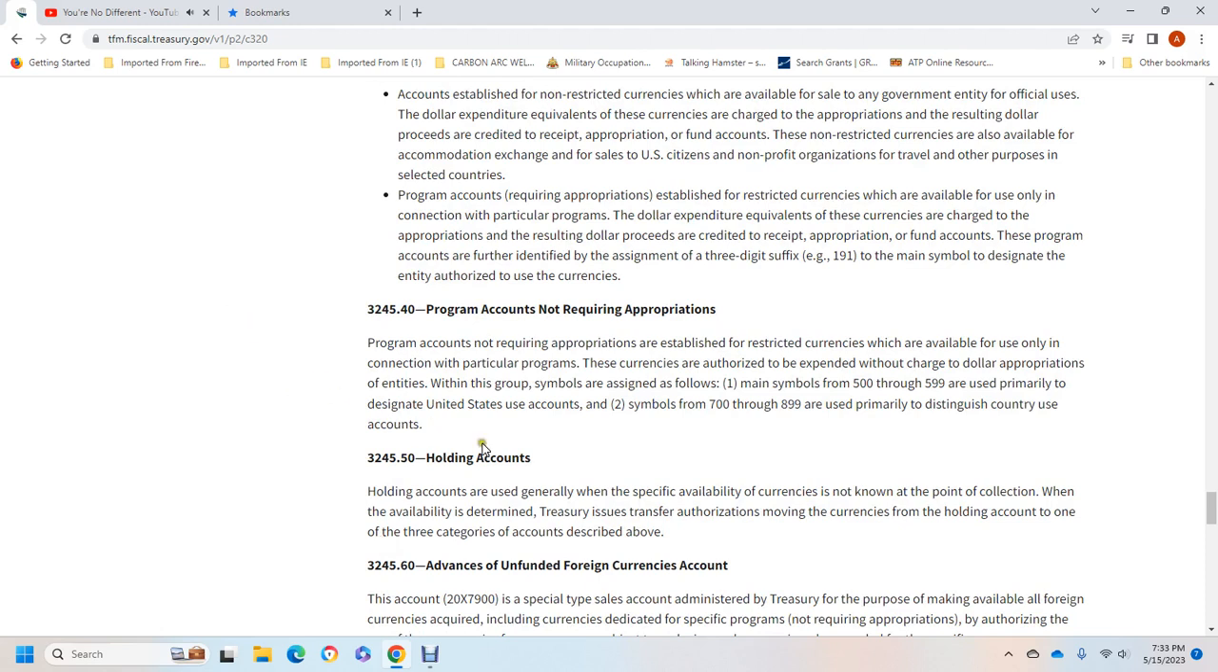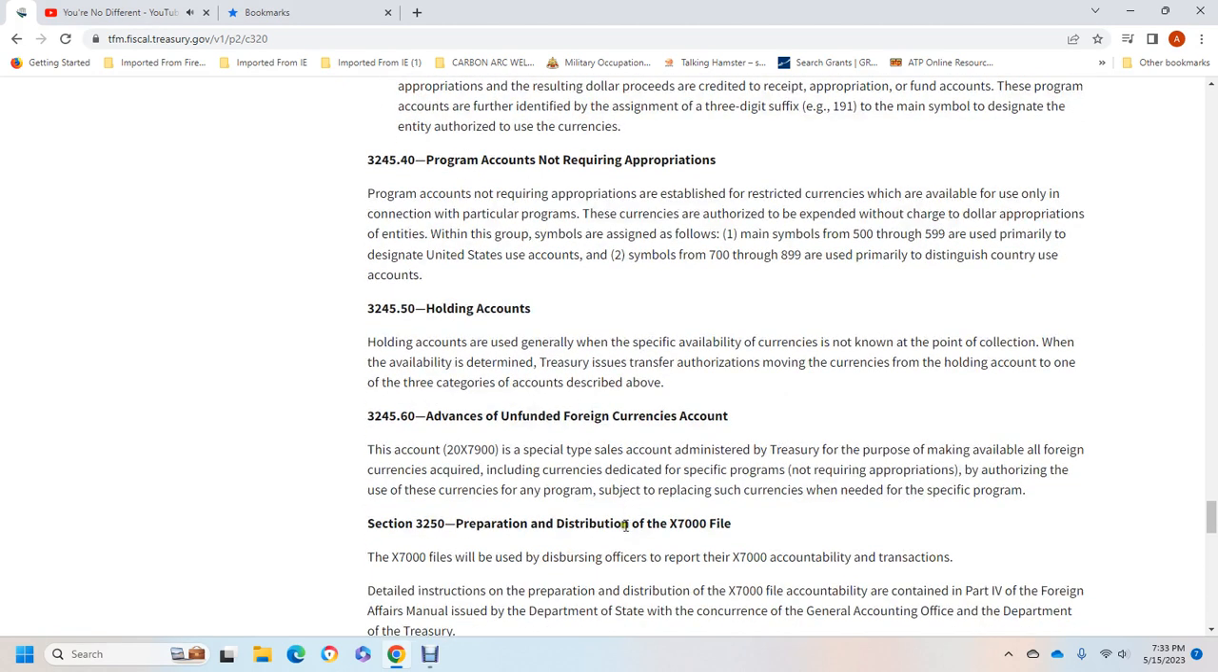324550 Holding accounts. Holding accounts are generally used when specifically available to concur with the donor at the point of the collection, when available to determine the Treasury issue for the transfer authorization to move the currency from the holding account to one of the three categories of account described above.